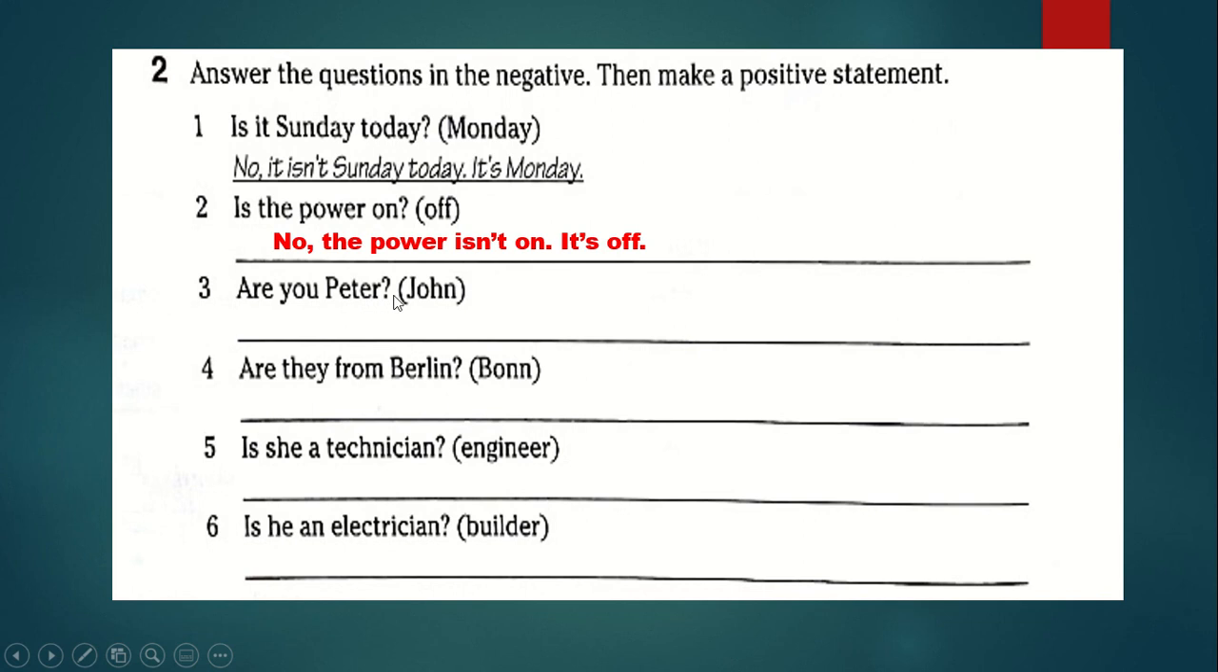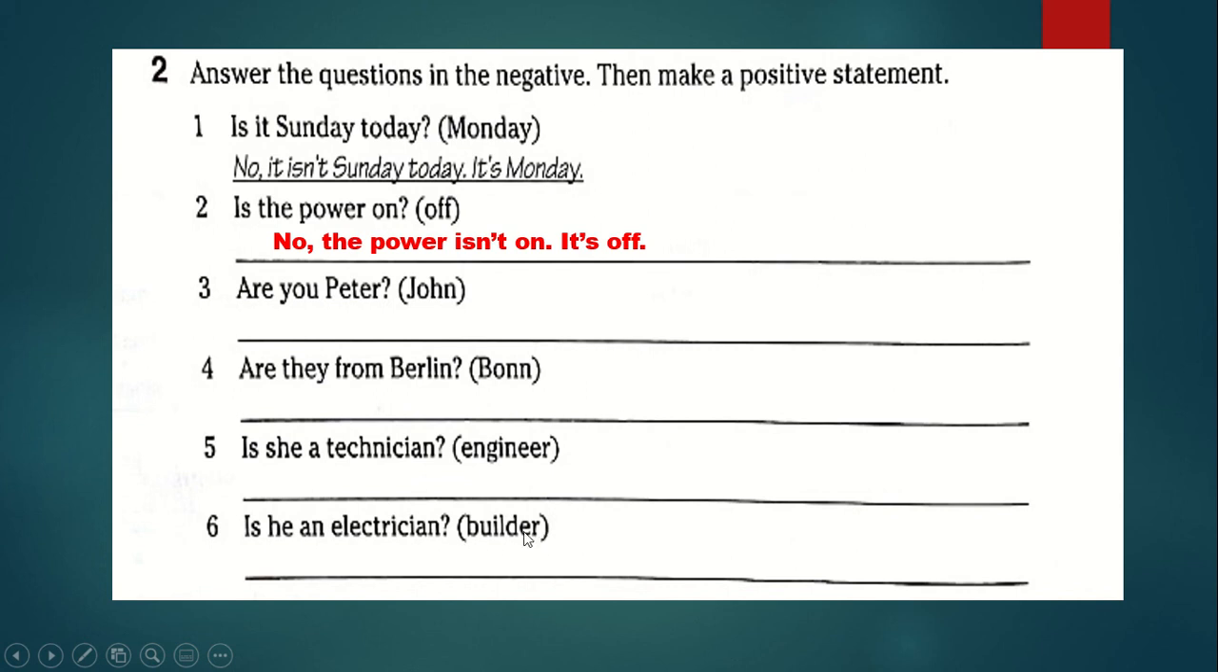Are you Peter? John. Are they from Berlin? Bonn. These are cities in Germany. Is she a technician? Engineer. مهندس or مهندسة. Is he an electrician?